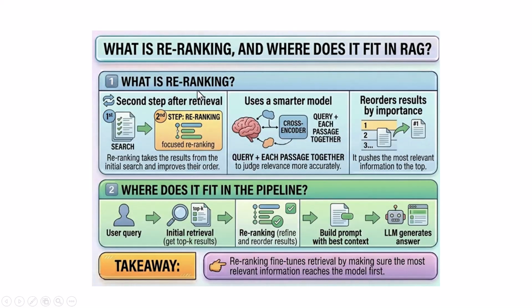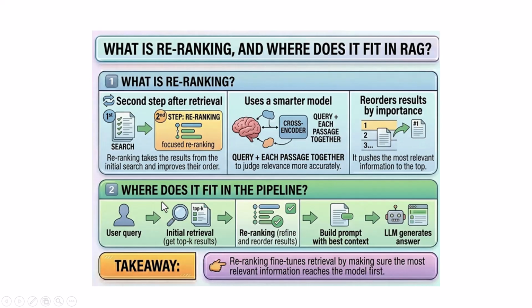Let's understand what is re-ranking and where does it fit in RAG. Re-ranking is the second step after retrieval. That is, re-ranking takes the results from the initial search and improves their order. It uses a smarter model, often a cross-encoder that looks at the query plus each passage together to judge relevance more accurately. It also reorders results by importance. That is, it pushes the most relevant information to the top.